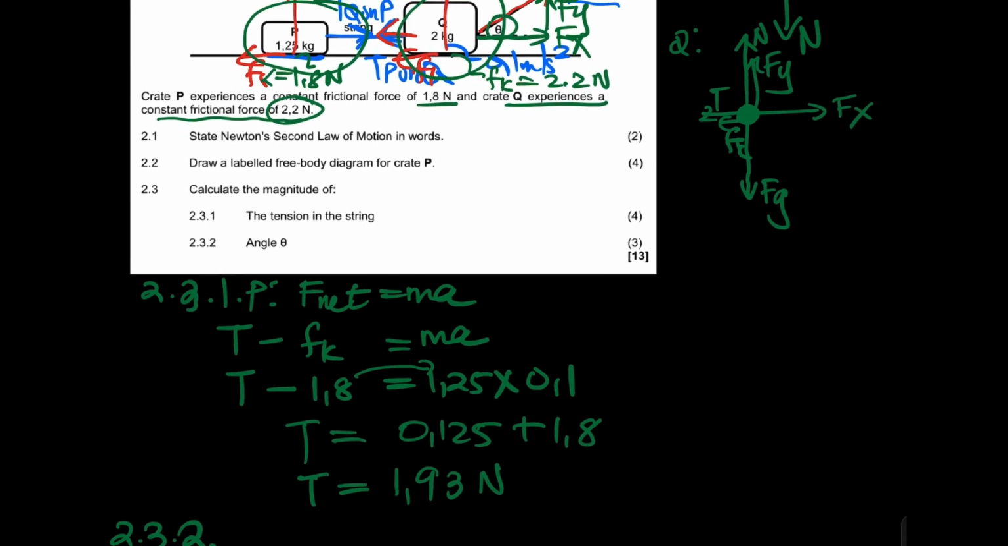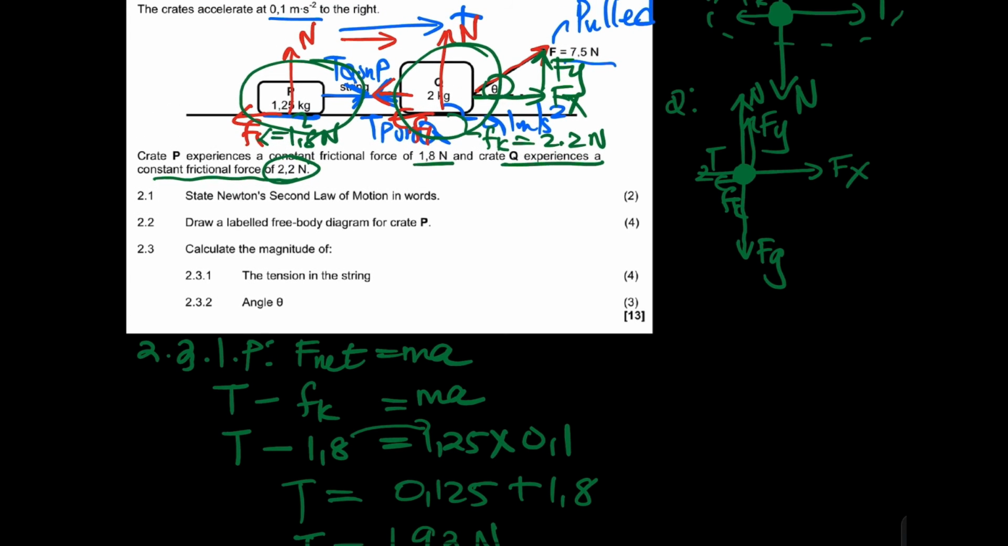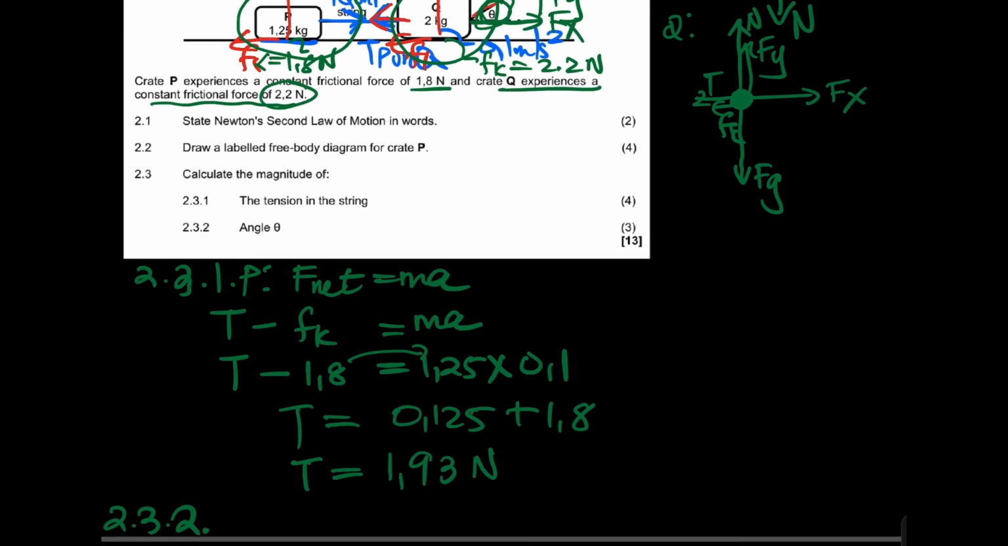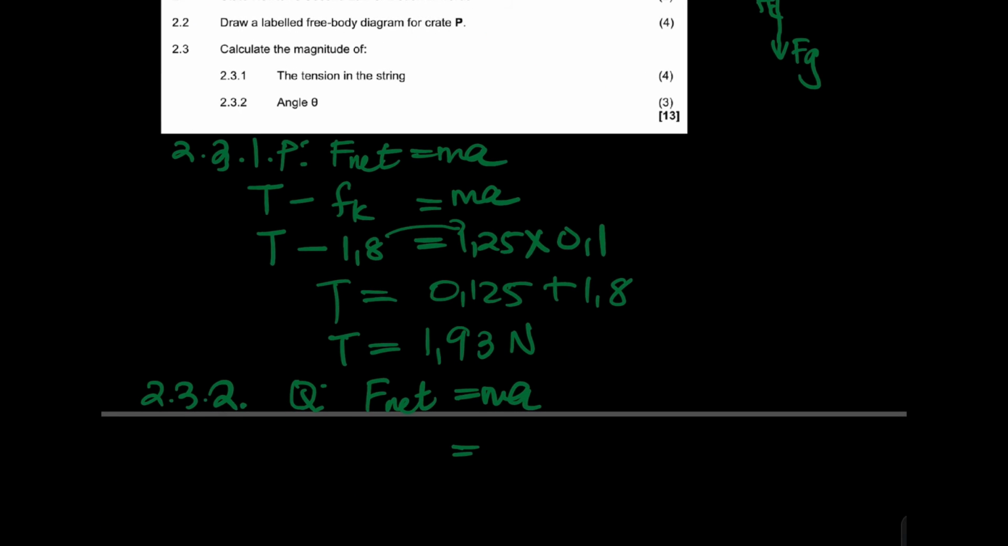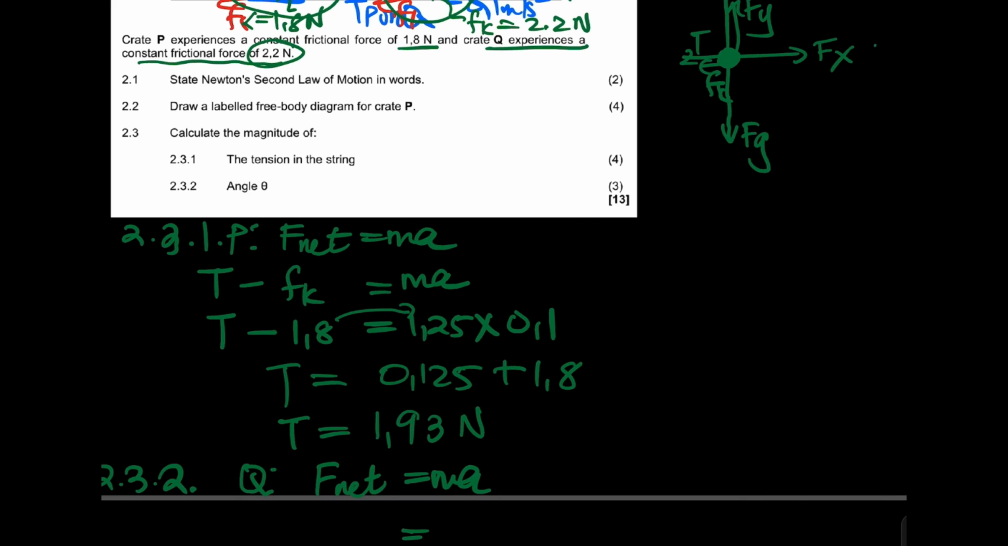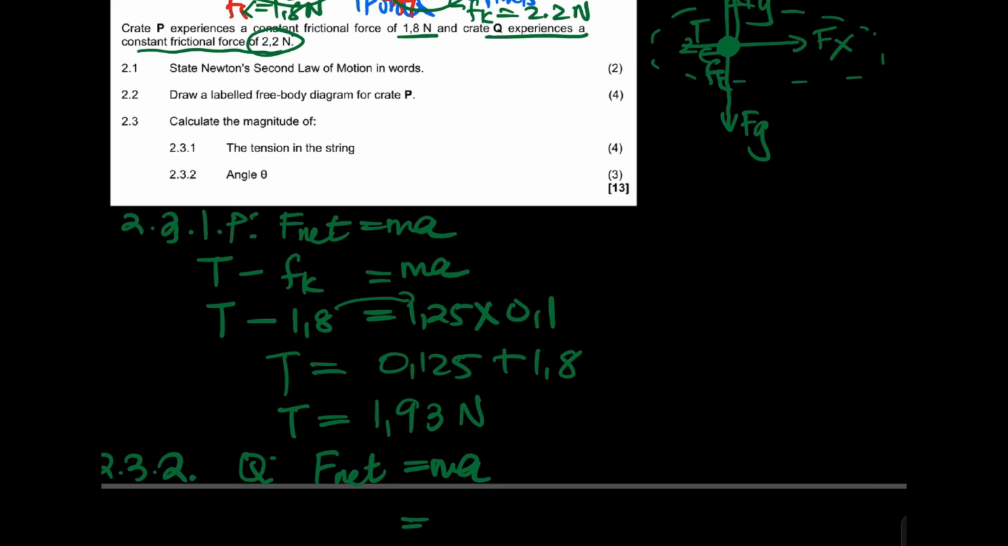2.3.2 says calculate the angle theta. Remember, guys, we are not given the angle theta there. It's 3 marks, so it doesn't seem long, or we're going to use the simultaneous equation. Now, what are we going to do when we want that angle? How about we use the mass Q, the crate Q, and say F net is equal to MA. And what are the forces acting on crate Q in the free body diagram? Remember the free body diagram, guys, it's a guide for us in our calculation.